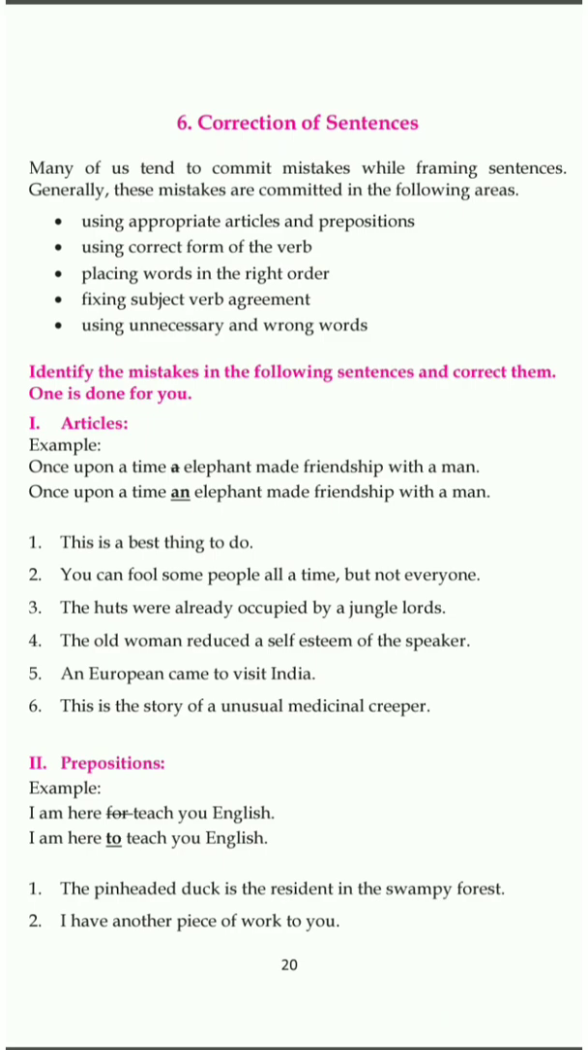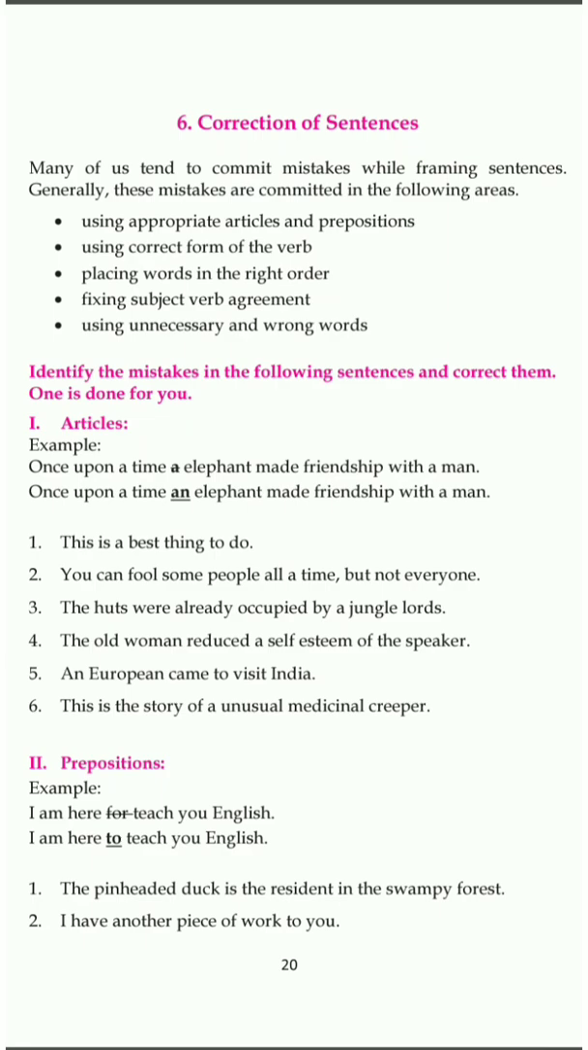Example, they have given even the example. In the same way you have to write that. Look at the first example there. Once upon a time, a elephant made friendship with a man. So now what is the mistake in that given sentence?